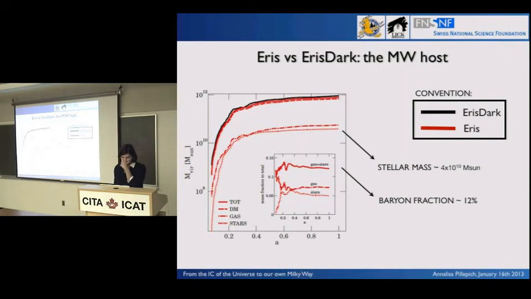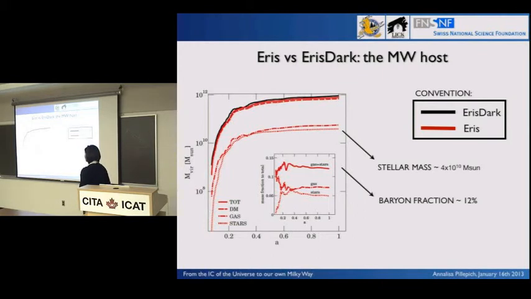So this is the mass growth across cosmic time, of Eris Dark in black and Eris. So this is to set my conventions. Every curve here that is red is about Eris, the baryonic run. And the black is Eris Dark, the N-body-only counterpart twin. And of course, in the case of the baryons, I can talk about the total mass, dark matter mass, I can have gas mass and stellar mass.